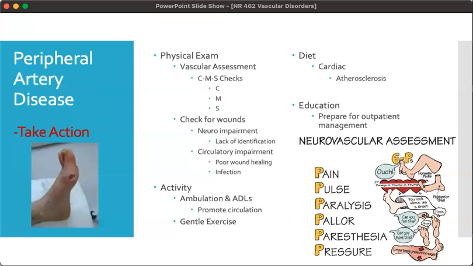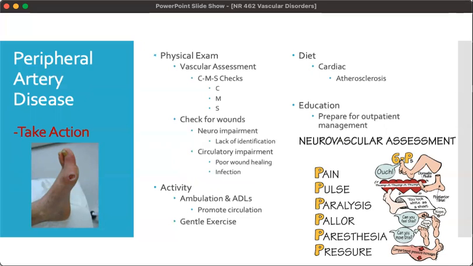When we look at taking action, a big part of the management of peripheral artery disease on our end as nurses is assessment. So we're going to be doing CMS checks on them, and CMS stands for circulation, motion, and sensation. So we want to check their pedal pulses for circulation. We want to see if they can move their foot, so dorsiflex and plantarflex their foot independently, and sensation, so can they feel us touching the distal parts of their extremities, or can they only feel us up on their calf if we're touching their leg? So those are big things we want to check routinely.